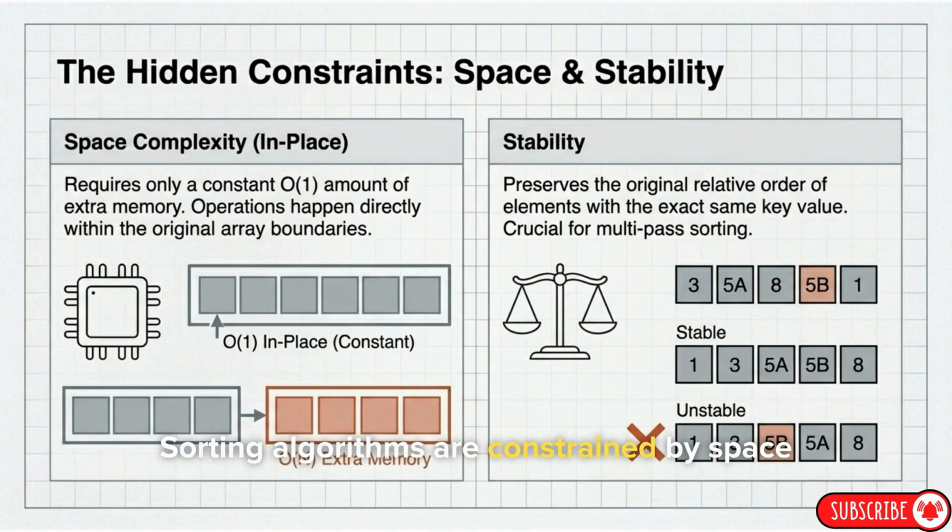Sorting algorithms are constrained by space and stability. Space complexity refers to memory use. In-place algorithms use constant O(1) extra memory. Stability preserves the original relative order of elements with the same key value, crucial for multi-pass sorting.